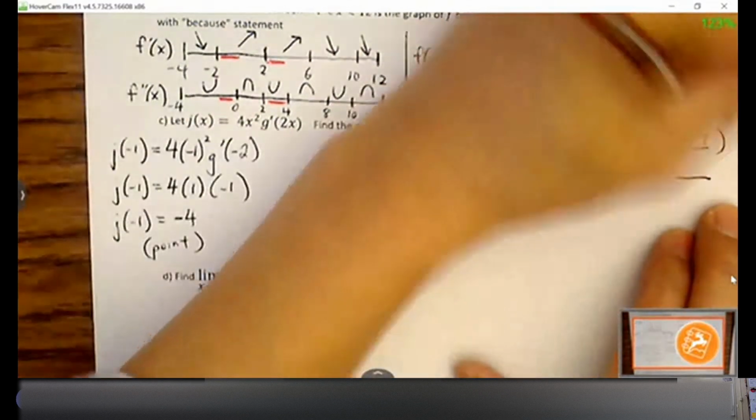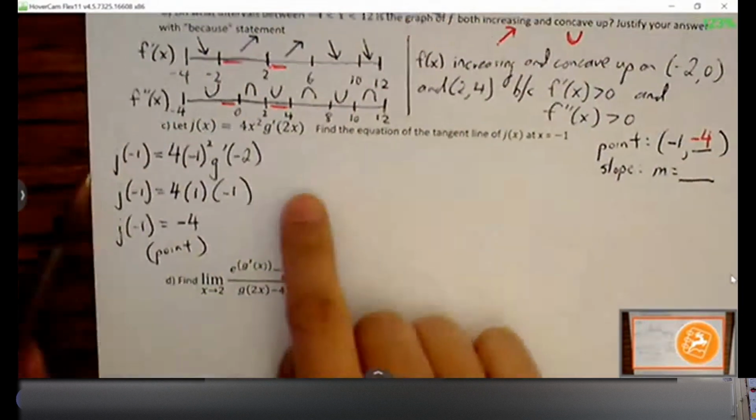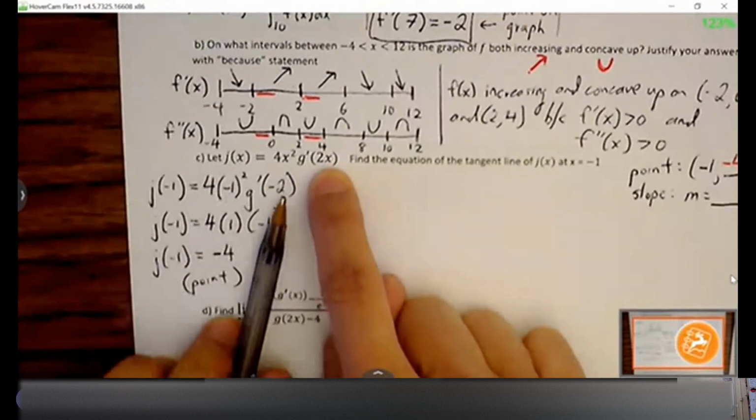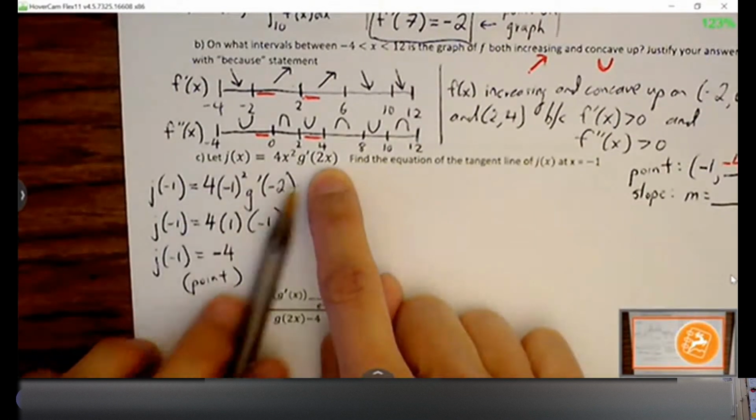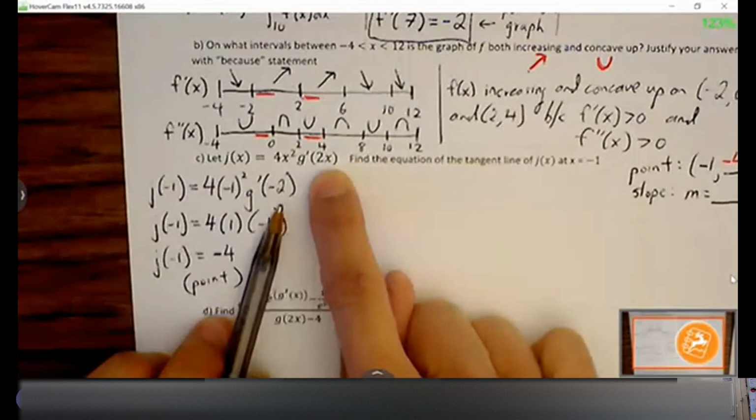Where did you put -2? Right, so I just entered the -1 in for the x. Okay. Mm-hmm.